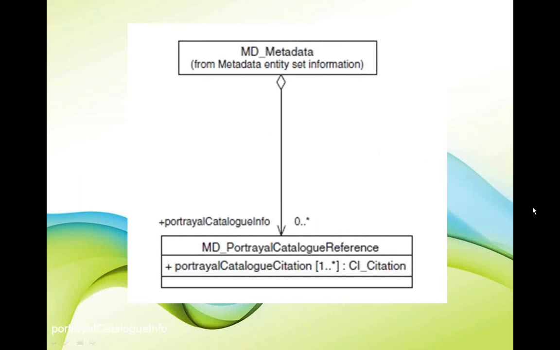The Portrayal Catalog defines the metadata about the portrayal catalogs used to display the data. And again, this one's pretty simple. MD metadata, the Portrayal Catalog, and then you have the CI citation. And that just links out to a citation, just the reference for that. And again, the Portrayal Catalog is the collection of defined symbols used to depict to humans features on a map.